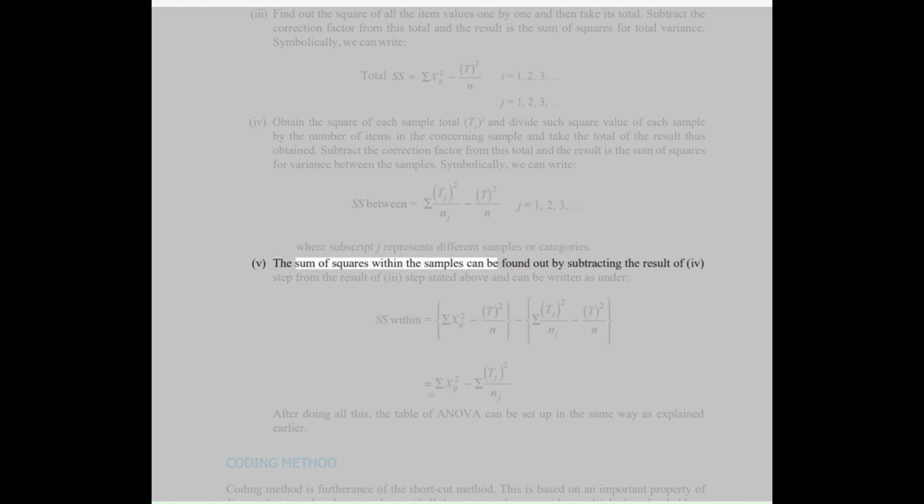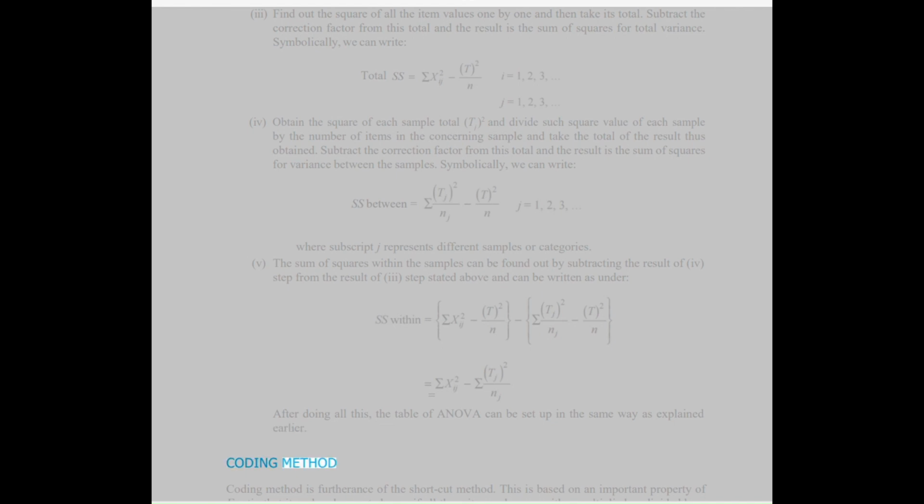The sum of squares within the samples can be found out by subtracting the result of step 4 from the result of step 3 stated above and can be written as under. After doing all this, the table of ANOVA can be set up in the same way as explained earlier.